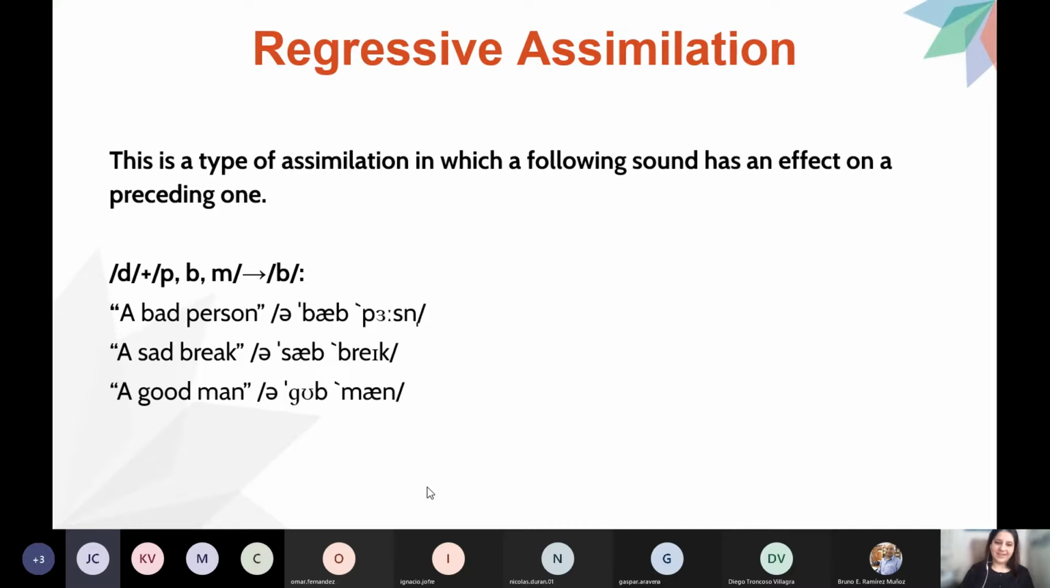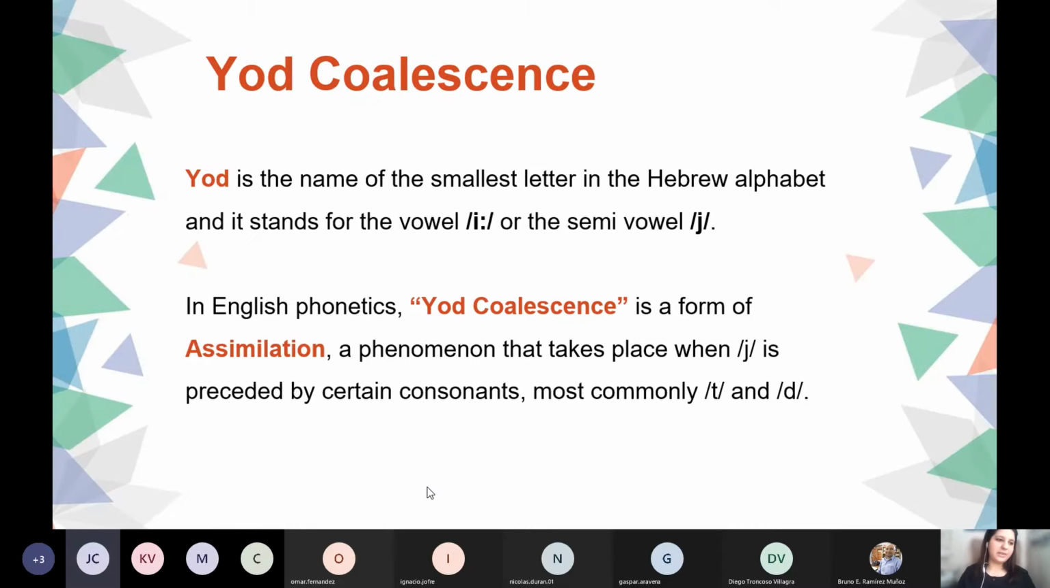With that being said, now we're going to move on to the third type of assimilation. It's one that we didn't have exercises for in the previous sessions.